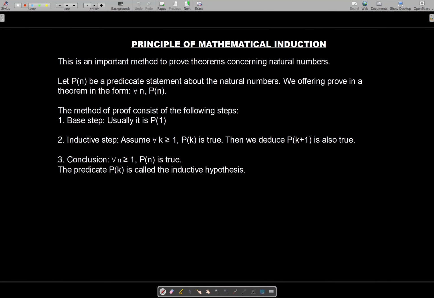Our topic for today is the principle of mathematical induction. Mathematical induction is an important method to prove theorems concerning natural numbers or the set of positive integers. We all know that the set of natural numbers are numbers that start from 1 up to infinity. That's the set of natural numbers. And the method of proof.